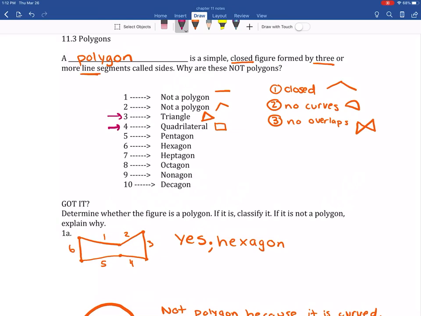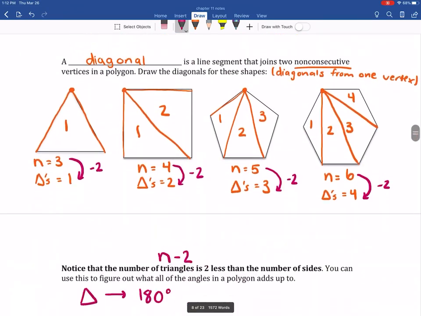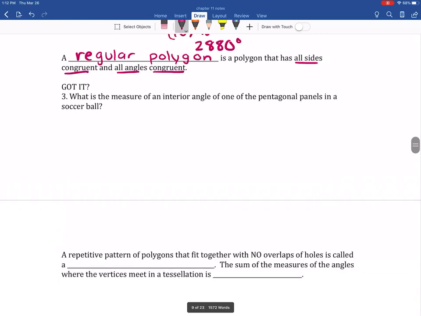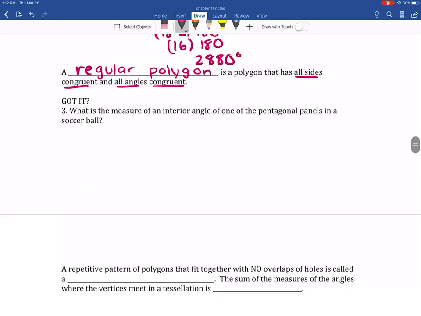If we're talking about a triangle, yesterday or in 11.2, when we were talking about triangles, we said an equilateral triangle is one that has all sides congruent. So an equilateral triangle would be that regular polygon. They're things that just seem normal. They're often more common. So they have all congruent sides and all congruent angles.